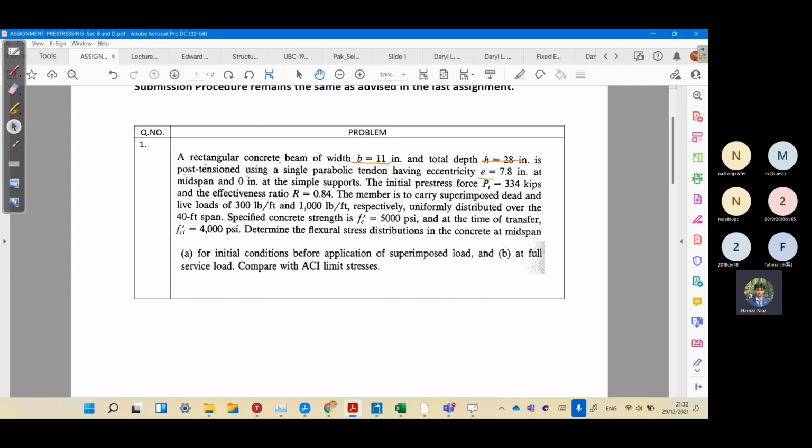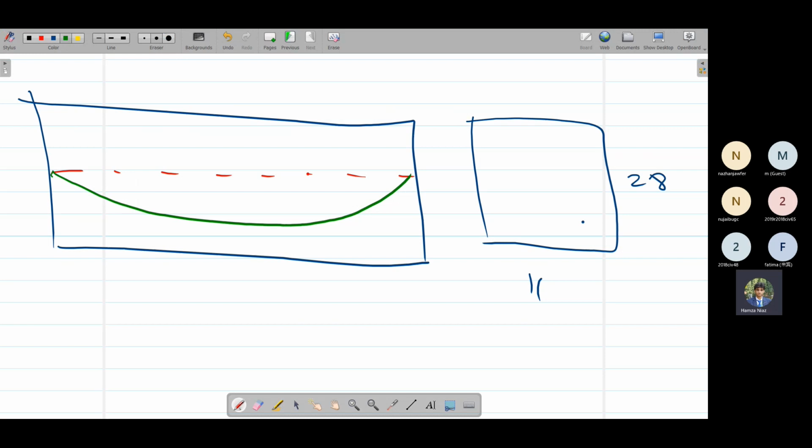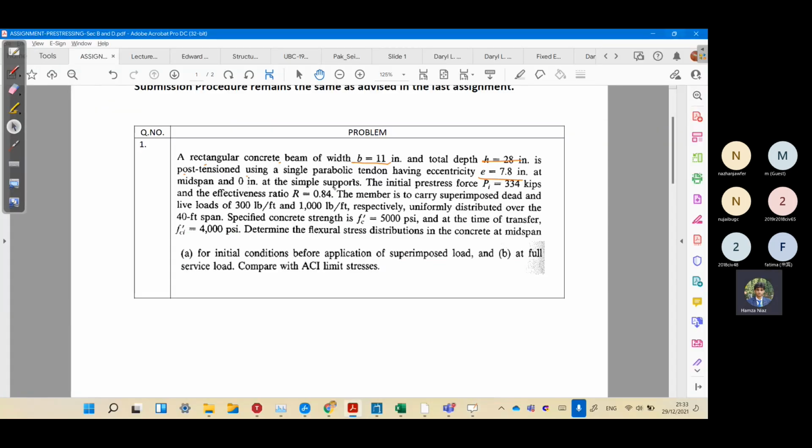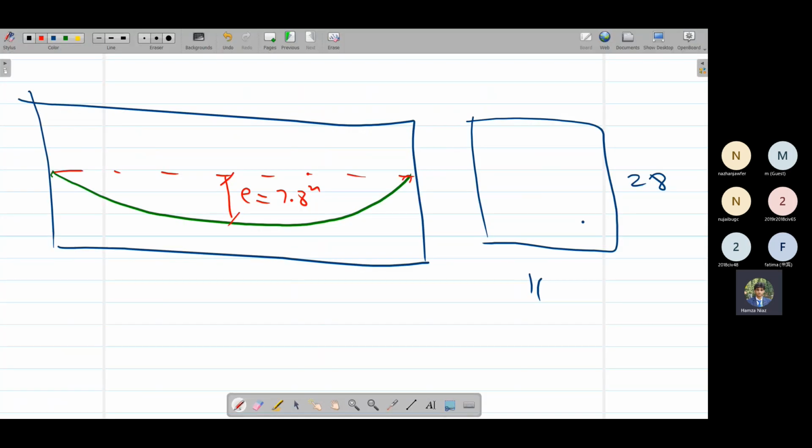It has eccentricity at midspan. For example, at midspan e is equal to 7.8 inches, and 0 at the simple supports. So eccentricity here is 0. We do not need this, so it is not required. We only need the eccentricity at midspan.